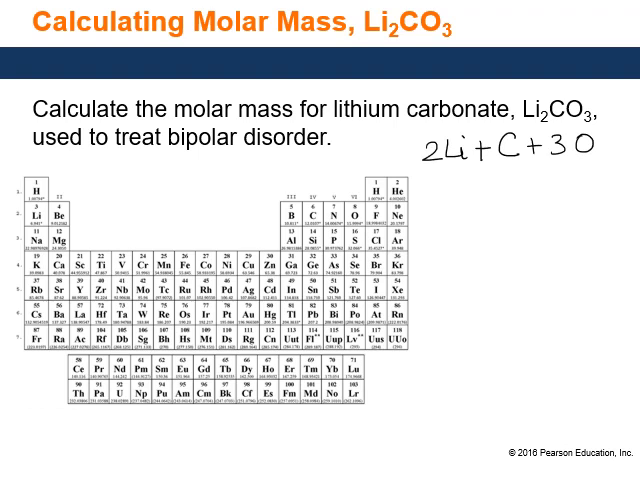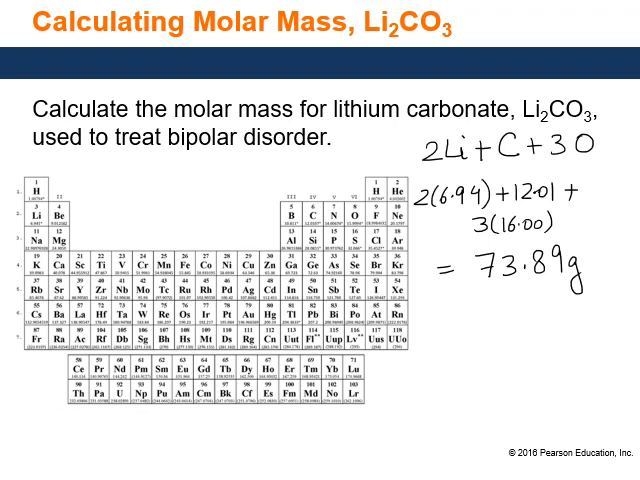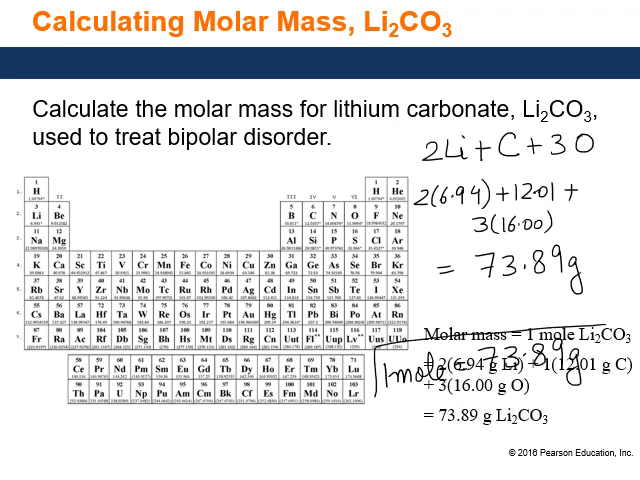So now I just add the masses. 2 lithium means 2 times 6.94, that's the mass of lithium. 1 carbon is 12.01, plus 3 oxygen, each oxygen is 16.00. You add it all together and take the sum, and that gives you the molar mass of lithium carbonate, which is 73.89 grams. So what is your conversion factor here? It simply means 1 mole is 73.89 grams of Li2CO3. So that is your conversion factor to go between moles and grams of that substance.